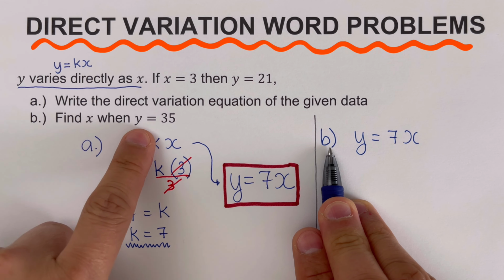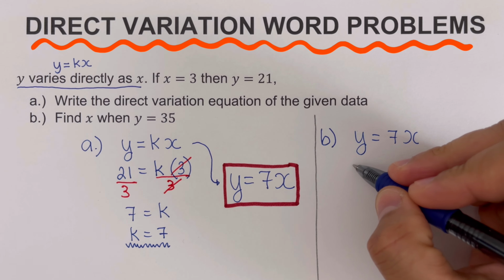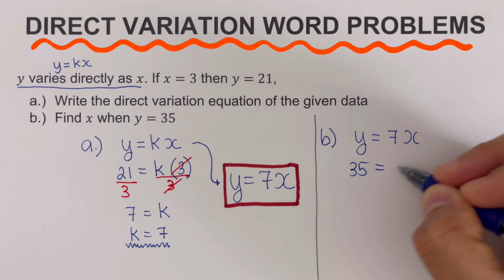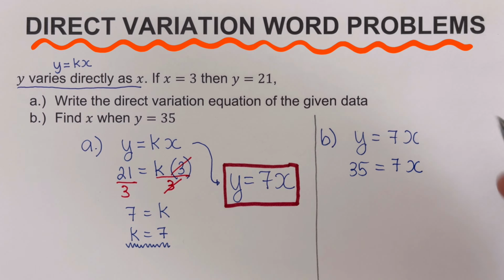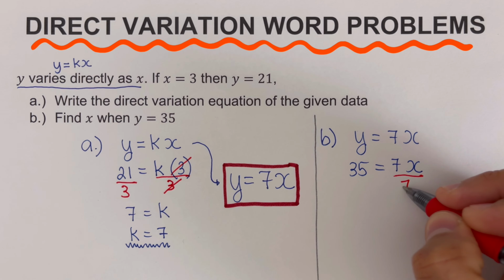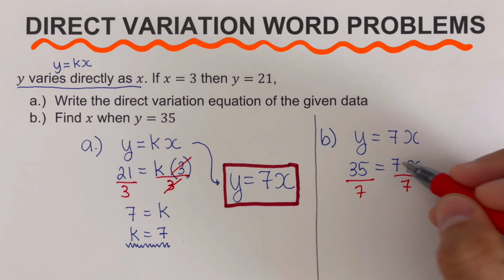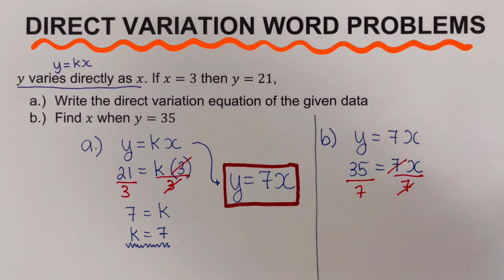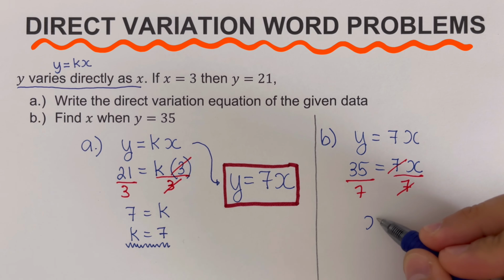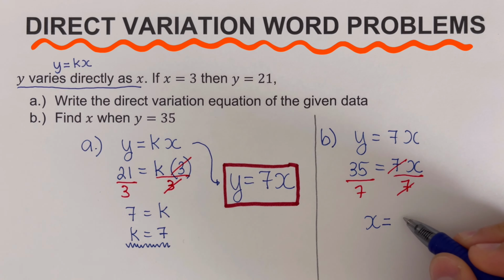Find x when y is 35. So our y is 35, and then we got a 7x. We are supposed to solve for x. We can do that by dividing 7 to both sides. Divide this by 7, so we can cross the 7 out. We are left with x is equal to 5.